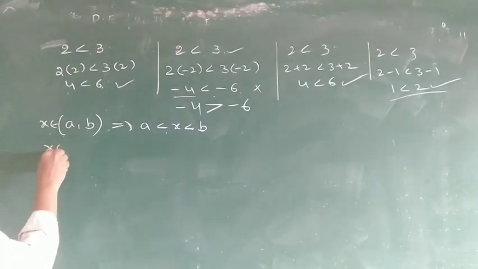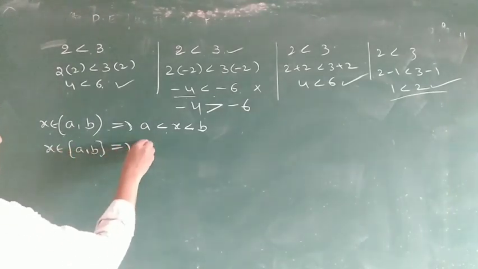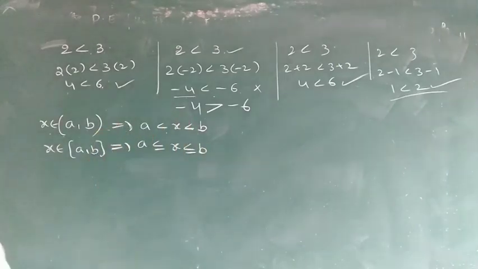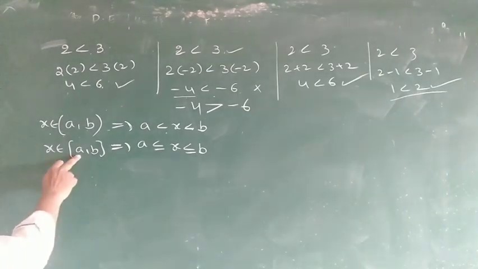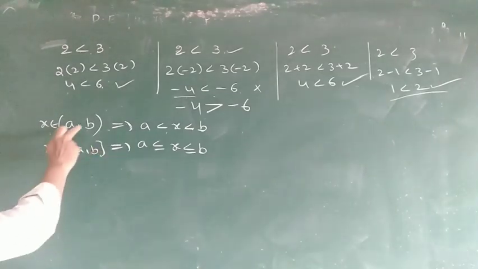So x belongs to the closed interval [a, b], which implies a less than or equal to x less than or equal to b. A closed interval includes a and b, while an open interval excludes a and b. The only difference is the two end numbers, the minimum value and the maximum value: the closed interval includes the minimum and maximum, the open interval excludes them.